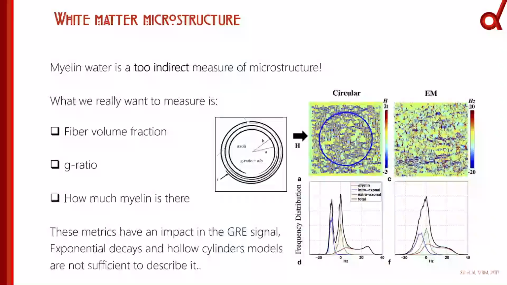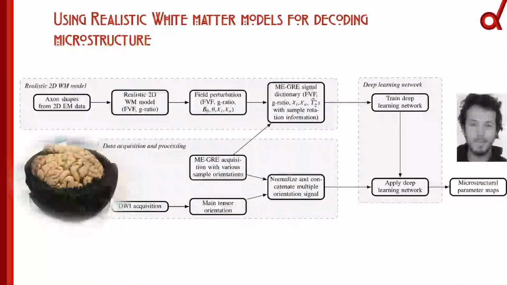Ideally, if we want to be able to fit, we would like to have electron microscopy models for all sorts of G ratios, all sorts of FVFs, and all sorts of myelin concentrations. And that's actually impossible. So that's what we try to do. This is work from Renaud. I'll try to go through how we approach this problem. It has basically three important steps.